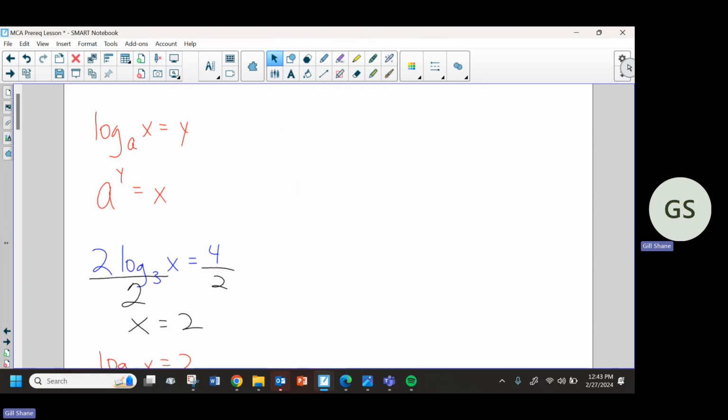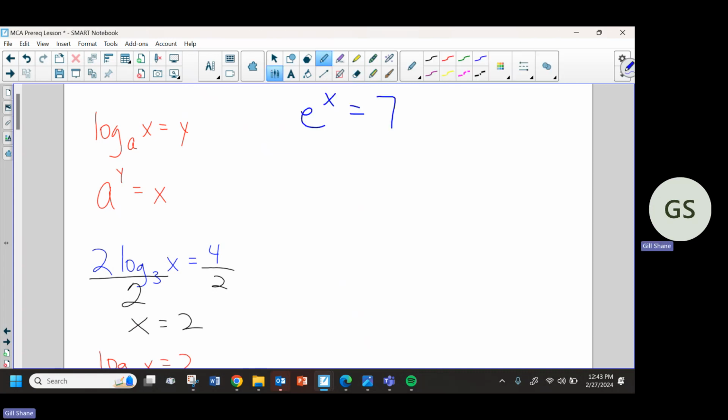I'll fix that. So next, D is e to the x equals 7. Here's where it gets a little more complex. E to the 7, what's it equal? Oh no, e to the x equals 7. That's why I couldn't remember.